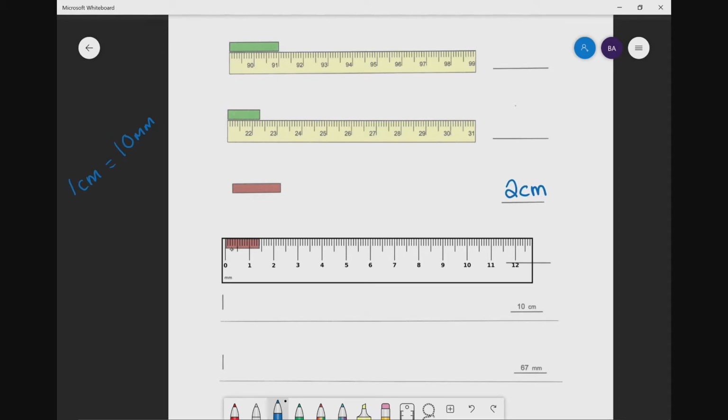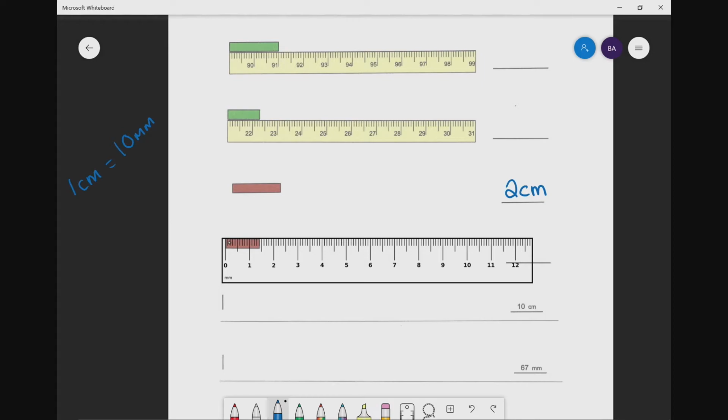And I'll show you why that's going to be helpful right away. So on our ruler, I've got my long lines with our numbers. We know that's 1 centimeter. And so in between these long lines, there are 10 millimeters. And this little halfway line, a little bit longer than my short lines but shorter than my long lines, represents 5 millimeters.